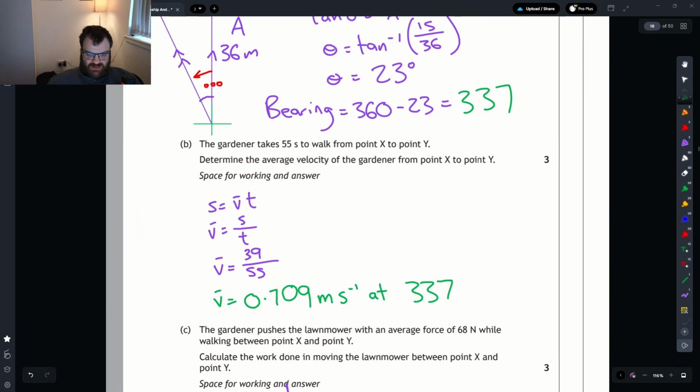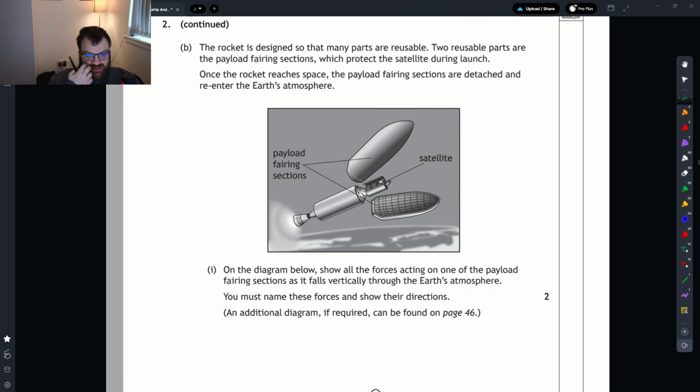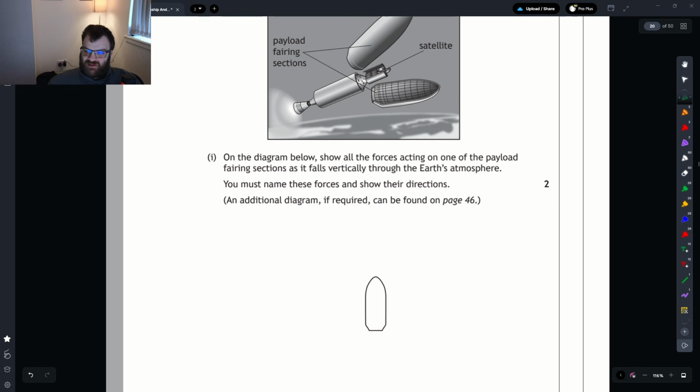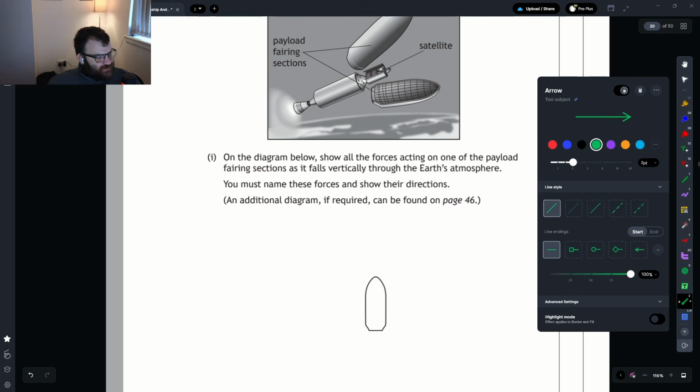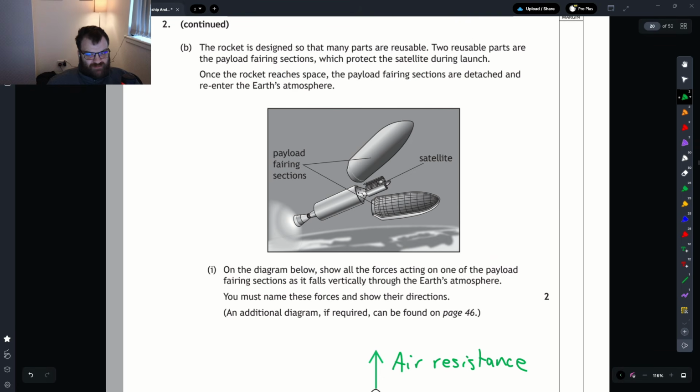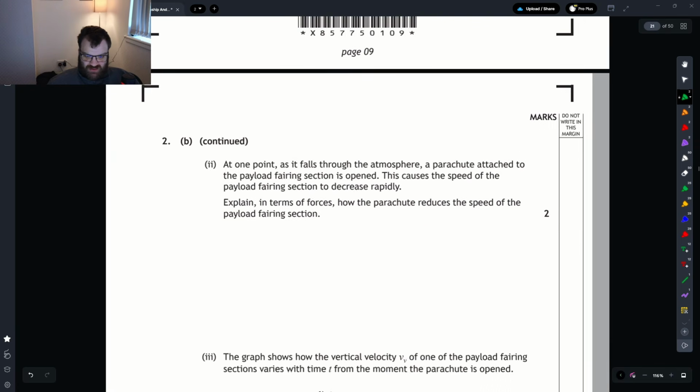Okay, next one, they're talking about the payload fairing sections which protect the satellite. They're detached and re-enter the Earth. Show all the forces acting on one of the payload fairing sections as it falls vertically through the Earth's atmosphere. Okay, job 1. You're going to have the weight, and you're going to have the air resistance or air friction upwards. There's nothing powering, nothing forcing, it's just falling as it goes.